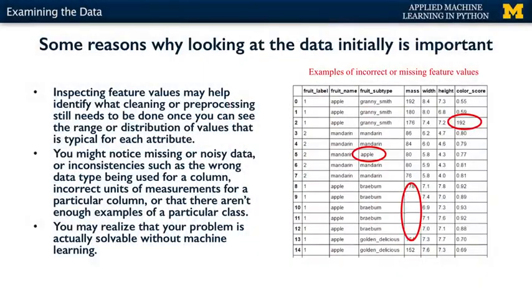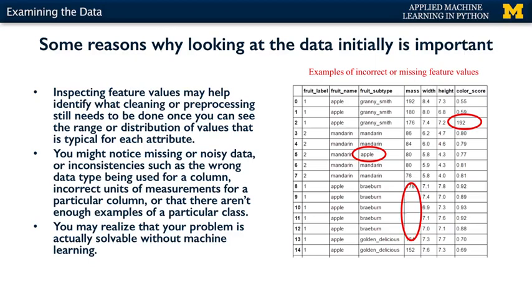First, it's helpful to simply get a sense for what's actually in the data set, because it may be that in inspecting the features of each object, you might get a better idea of what type of cleaning or pre-processing still needs to be done to the data, and of the range of values or the distribution of values that is typical for each attribute or each feature.